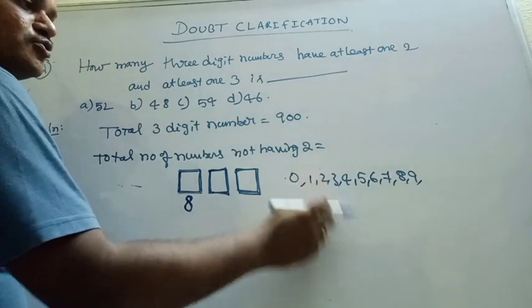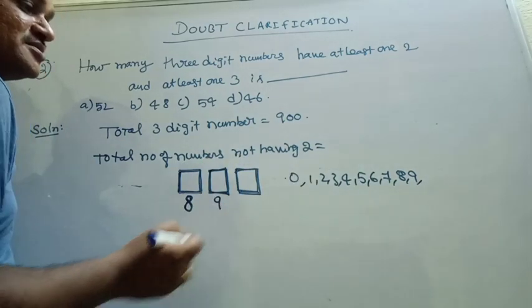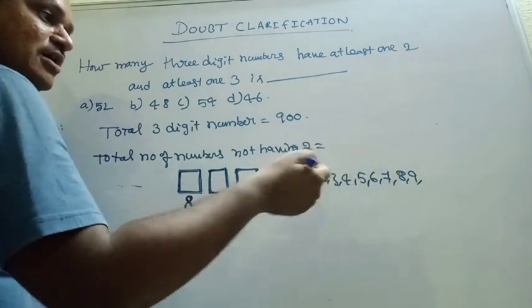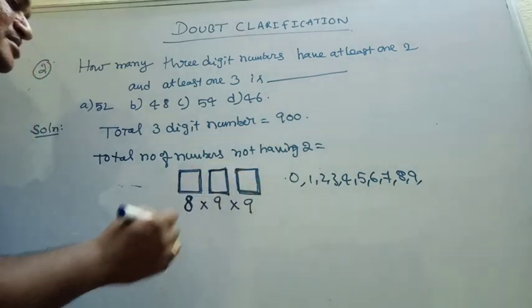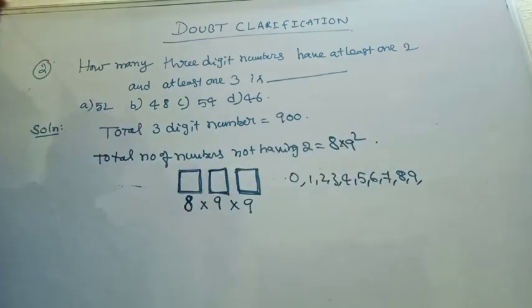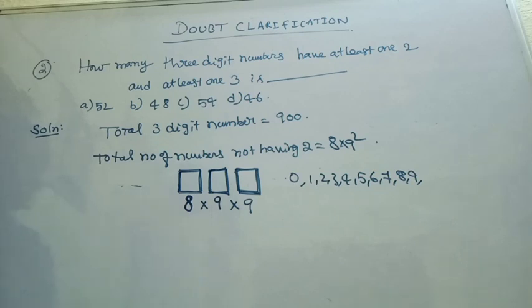If you take out 2, remaining 0 also we can use. Therefore 9 possibilities are there for this. And even for unit digit also we should not use 2. Remaining all 9 numbers we can use. Therefore the total number of possibilities is nothing but 8 into 9 square. Total number of numbers not having 2 is nothing but 8 into 9 square.